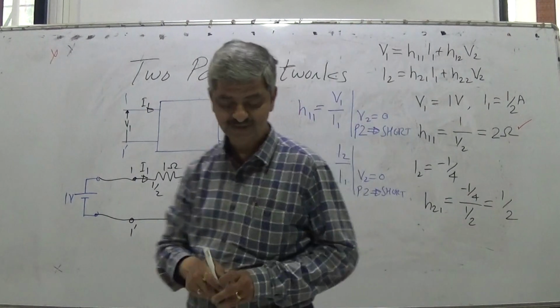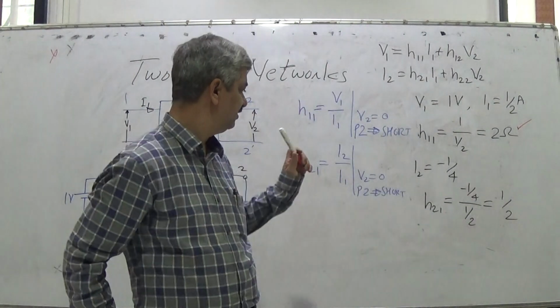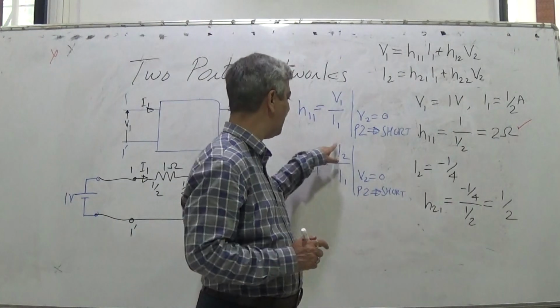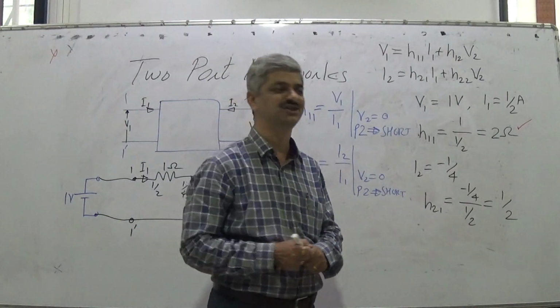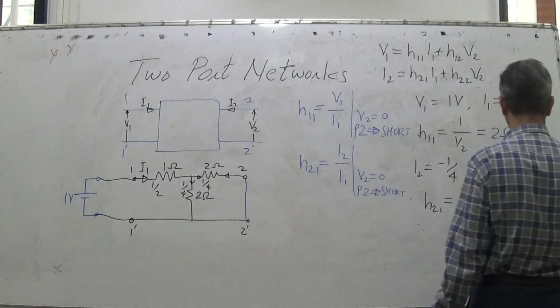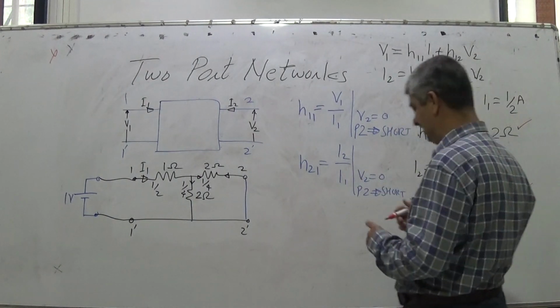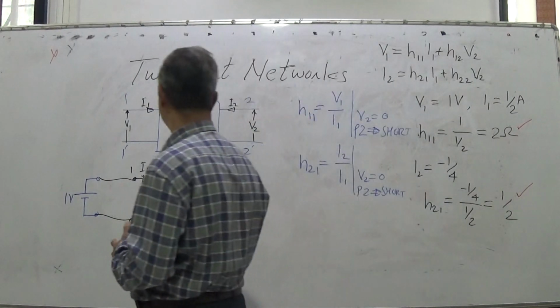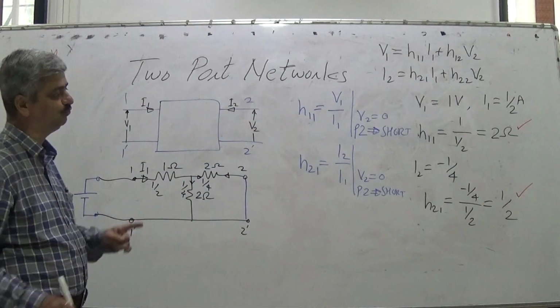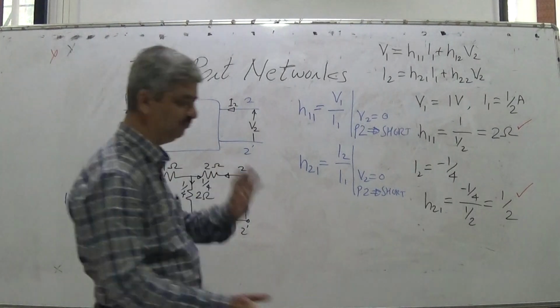And remember that H21 is the ratio of I2 upon I1, and naturally it will be unitless. H11 is having units of ohms. H21 does not have any unit.